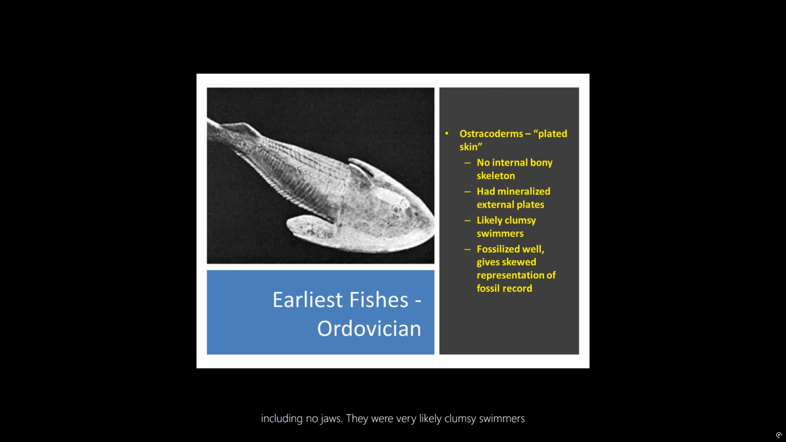They were very likely clumsy swimmers with no paired fins for balance. The fossil record shows us that their mouths were on the underside and their eyes were on the tops of their heads, so they were likely bottom feeders with no real need to be able swimmers.